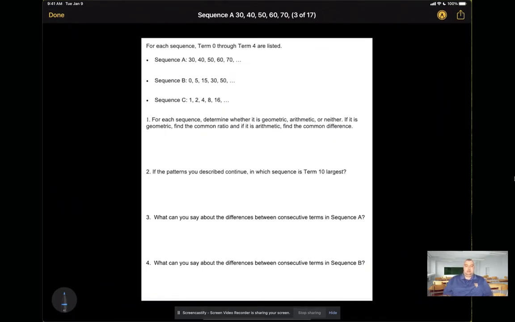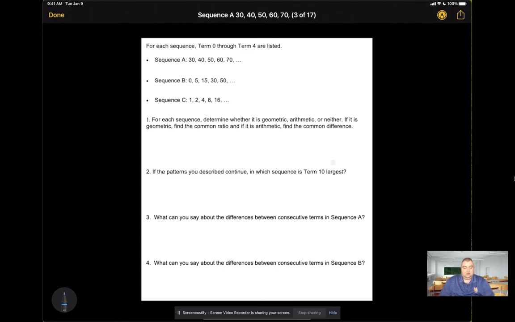So for each sequence, terms 0 through 4 are listed. Remember, I talked about in lesson 1 that our first term is term 0, our second term is term 1, so on and so forth. Here are our 3 sequences. So number 1, for each sequence, determine whether it is arithmetic, geometric, or neither. If it is geometric, find the common ratio. If it is arithmetic, find the common difference.